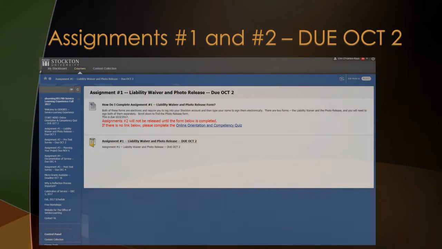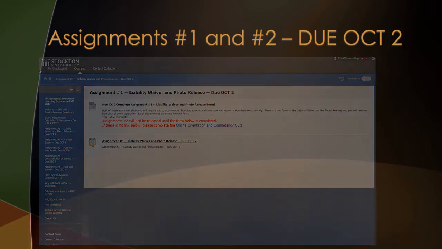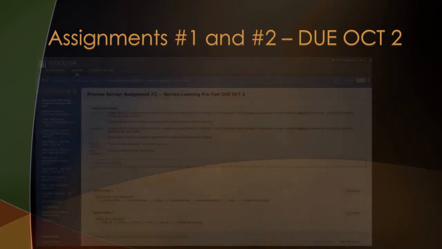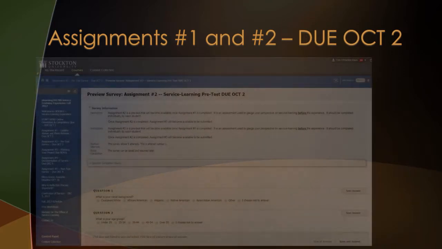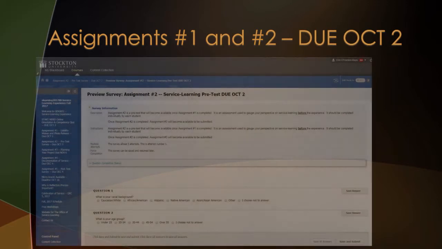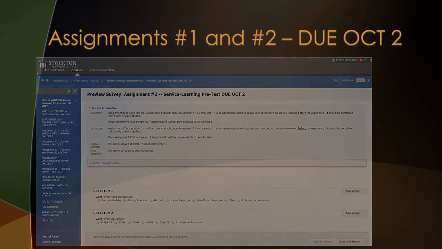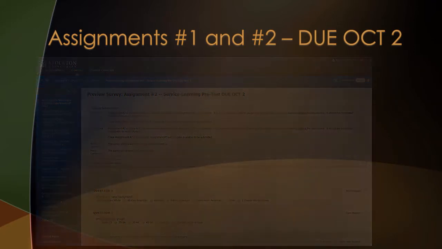Once you have completed assignment number 1, assignment number 2 will become available. Assignment number 2 is the pre-test survey. This is completed before you start your service experience to gauge your perceptions and thoughts about service learning and how it will impact your educational experience. These 23 questions are mostly answered in a Likert scale format. It should take about 10 minutes to complete. No prior knowledge or reading are required for this assignment.